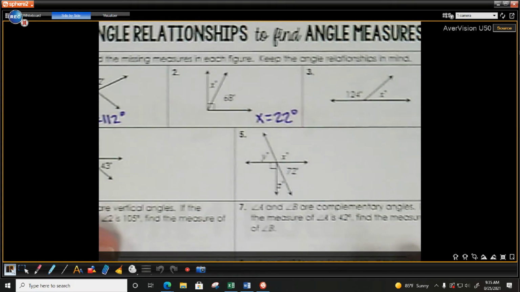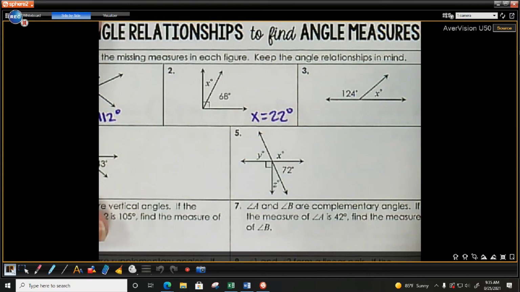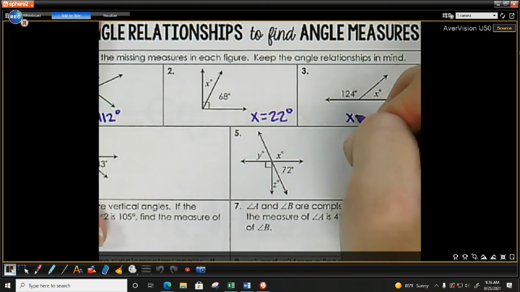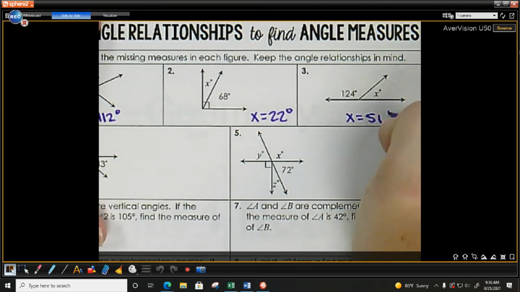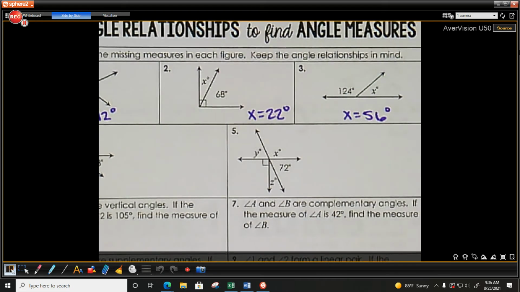Okay, what about this one? They're supplementary. They're more specific than just supplementary. What kind of angles are these 2? They're adjacent, more specific than being just supplementary and adjacent. That makes it a linear pair. These angles are a linear pair. So how am I going to find angle x? 180 minus 180. Which is? And these are angles, right? So all of them must have degree symbols. We're all awake, right?